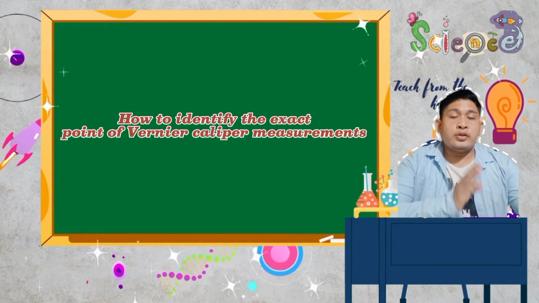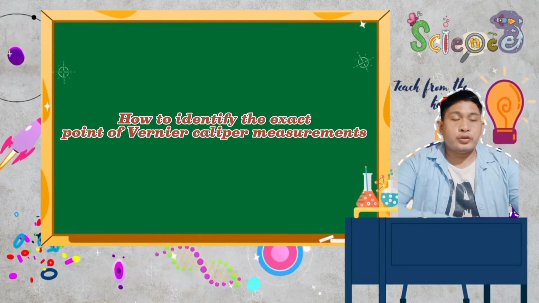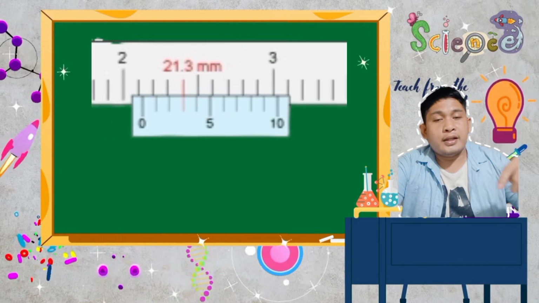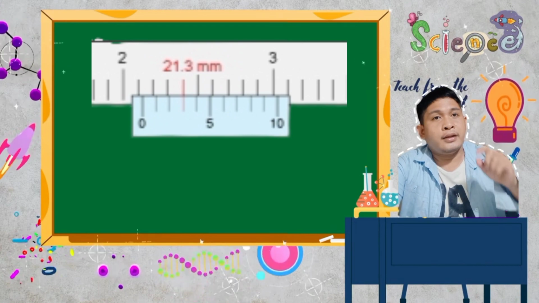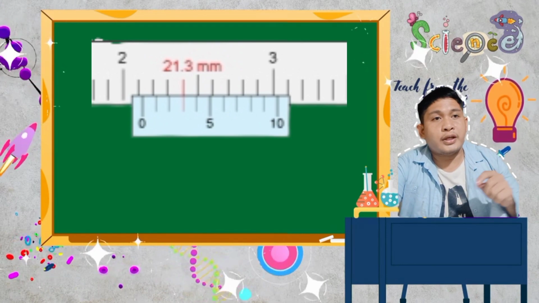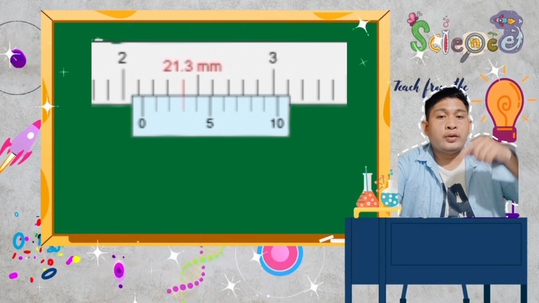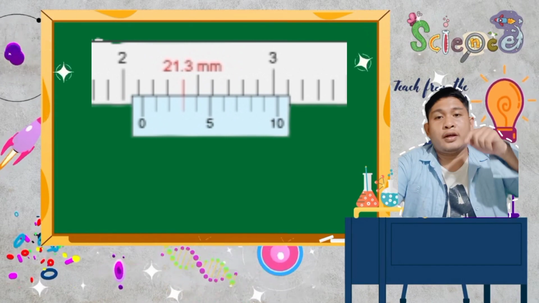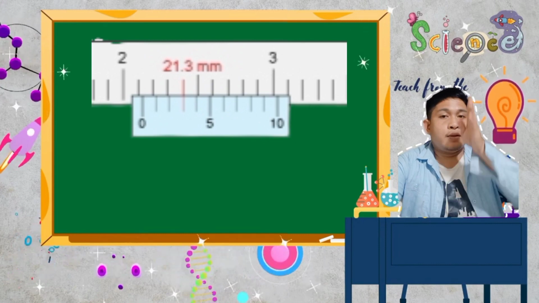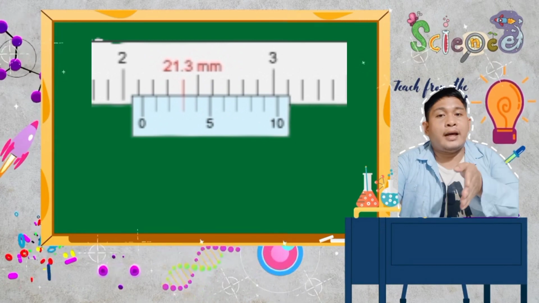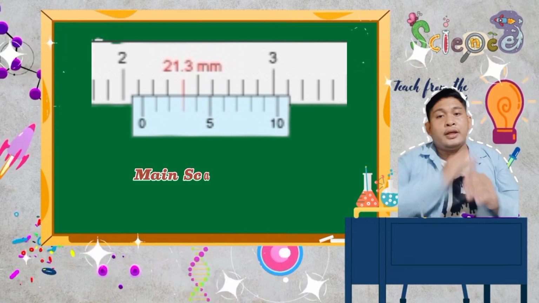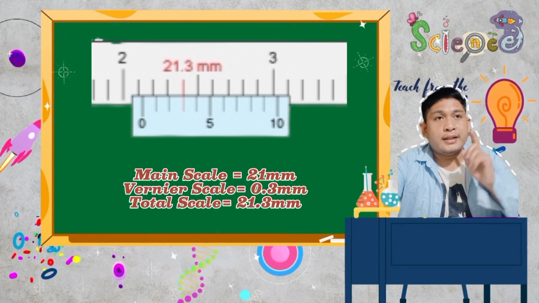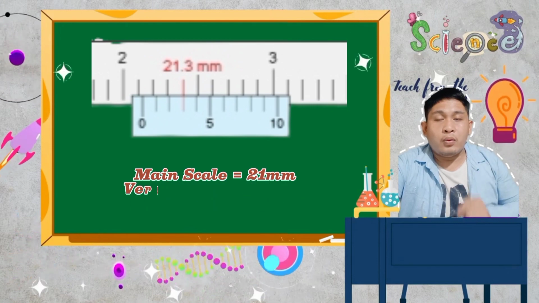So as you observe in the presentations that I have shown to you, there is the Vernier scale and the main scale of the Vernier caliper. We need to find where a line from the Vernier scale as well as the main scale form a straight line and join each other. That line will identify what reading you have.